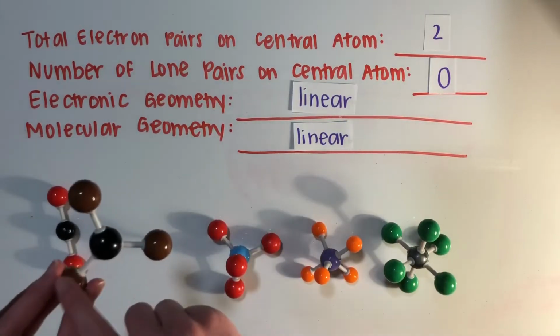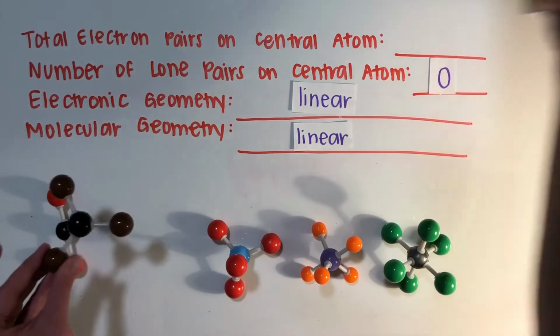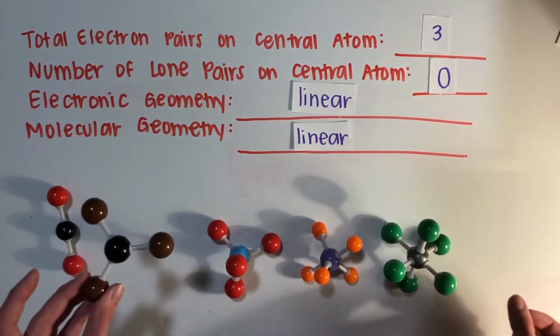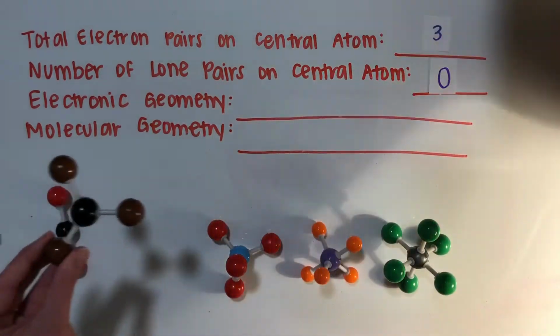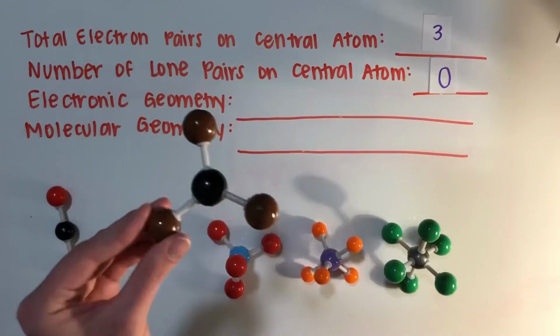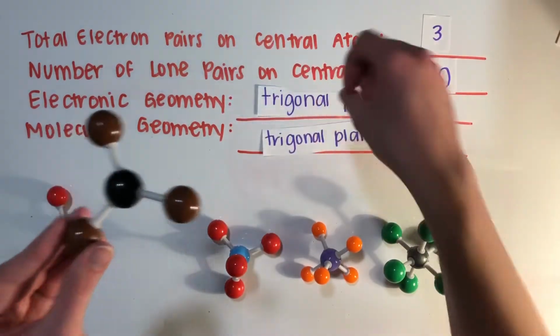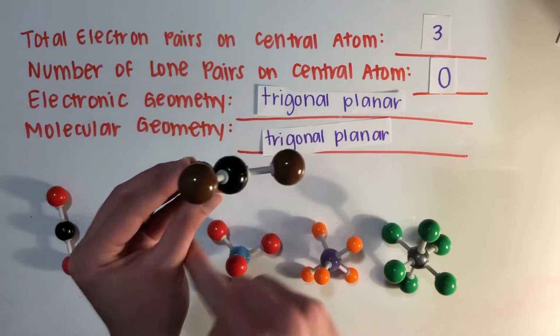We move on to one that has 3 electron pairs on the central atom. So now we're going to have three pairs on the central atom and 0 lone pairs. So we're going to switch out these. The shape of this is trigonal planar. It's just a triangle. All of the atoms connected to the central atom are on the same plane.